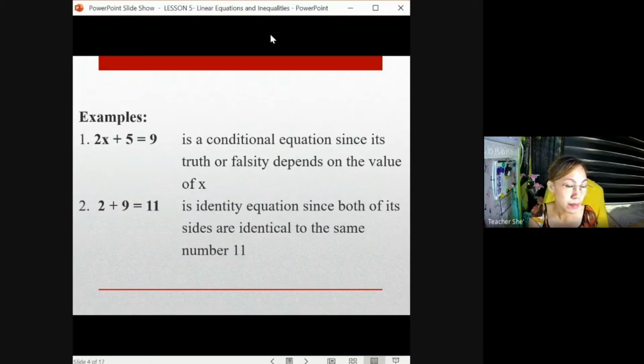Second example, we have 2 plus 9 equals 11. It is an identity equation since both of its sides are identical to the same number, 11. If we add 2 and 9, that is also equal to 11.